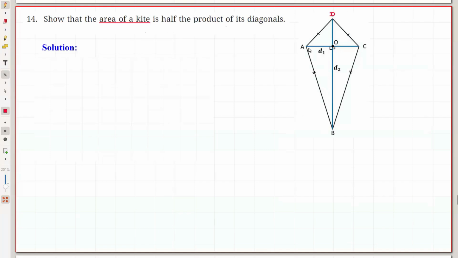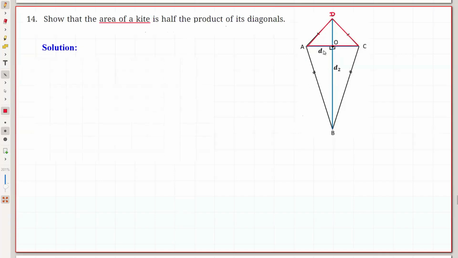One of the diagonals I am taking as D1 and the other diagonal as D2. Now the kite is dividing into two triangles. One triangle is ACD, and another is ABC. So the area of the kite is equal to the sum of the two triangles.